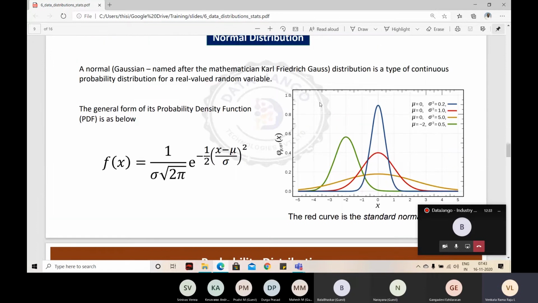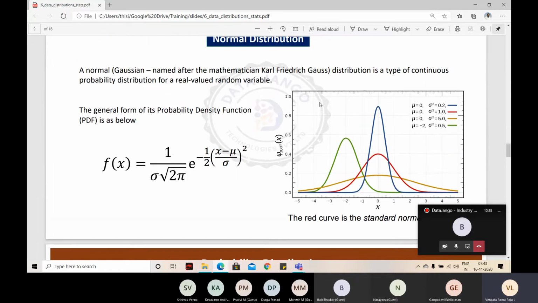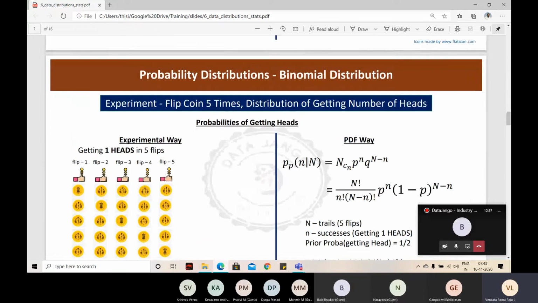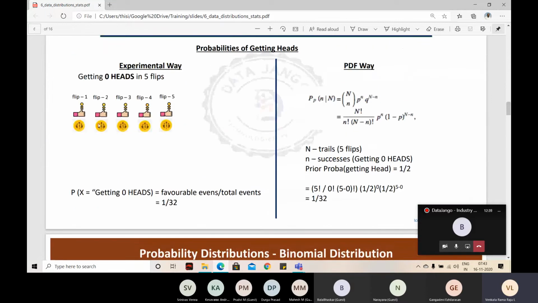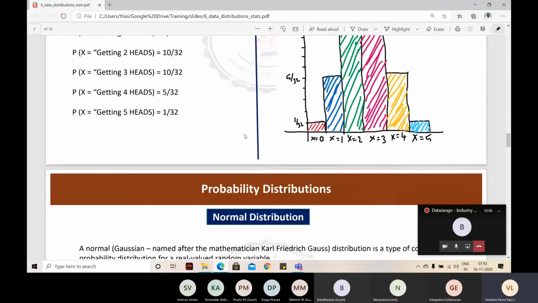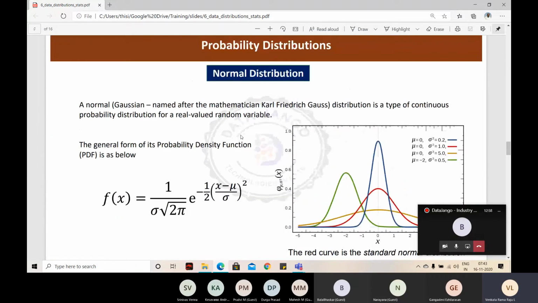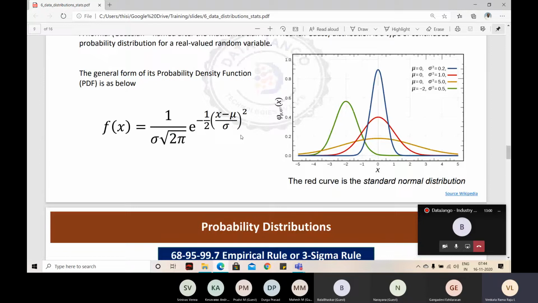Okay, so the mass function is like, if you look at this, out of 32 occurrences, one occurrence is all heads, right? 1 by 32. This is the probability mass function. This is the count of favorable events divided by the total number of events. And then the normal distribution is for when the random variable is continuous.